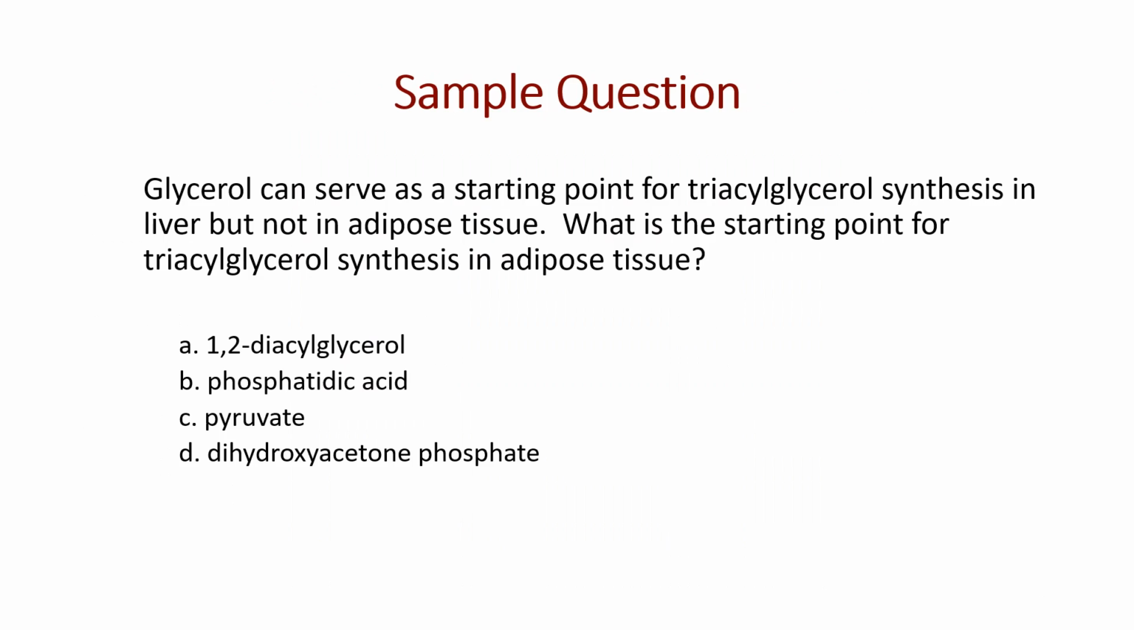All right, let's do a sample question. Glycerol can serve as a starting point for triacylglycerol synthesis in liver, but not in adipose tissue. What is the starting point for triacylglycerol synthesis in adipose tissue? Well, liver is lucky because liver has that enzyme glycerol kinase, and that's the easiest thing in the world. It's just to pop a phosphate onto glycerol and make glycerol 3-phosphate. But adipose tissue does not have glycerol kinase, so what's it going to do?